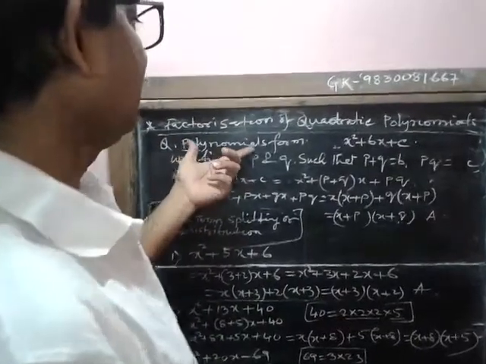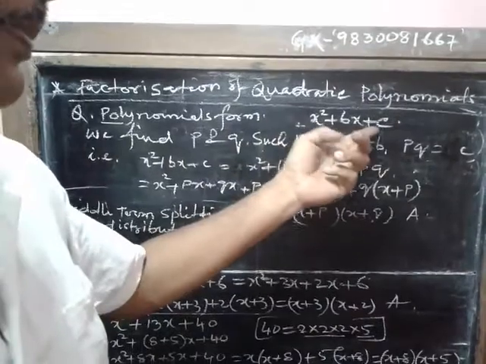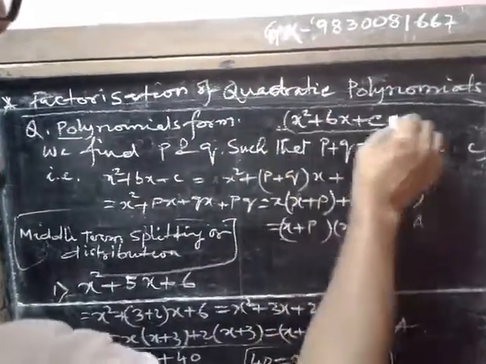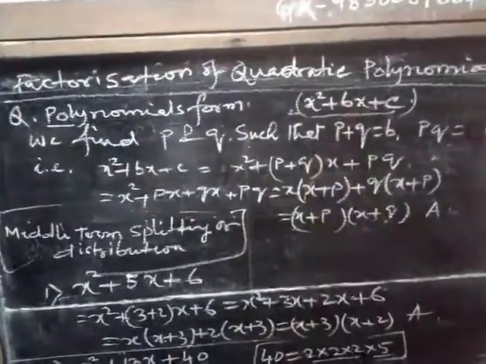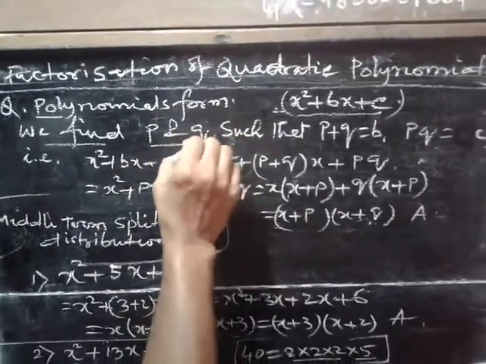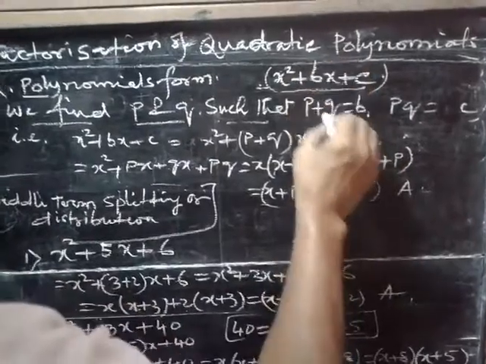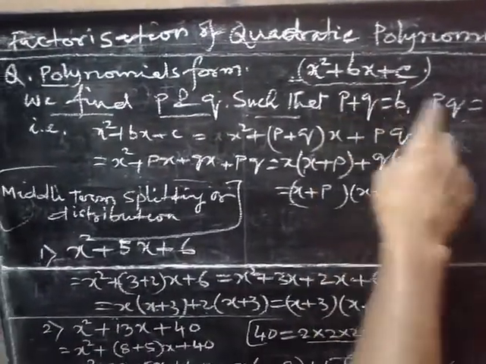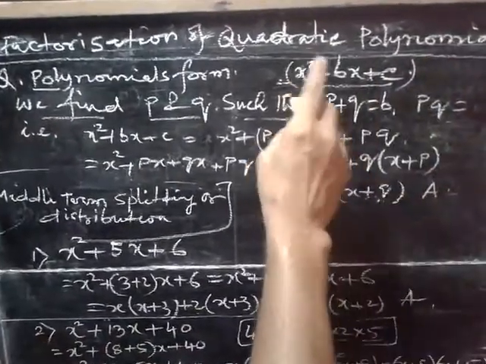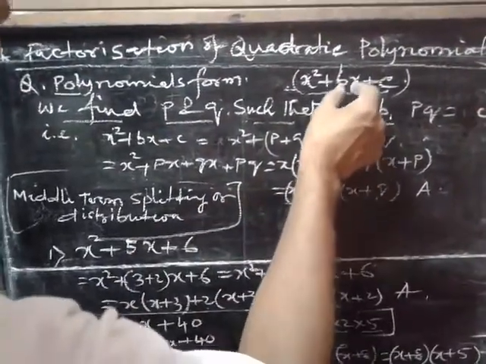See, if we take any quadratic polynomial in the form of x square plus bx plus c, we have a factorization of this form. Here we find p and q, such that p plus q will be b, the coefficient of x, and p into q will be c. This is called middle term splitting.